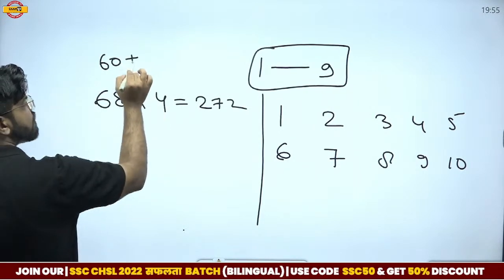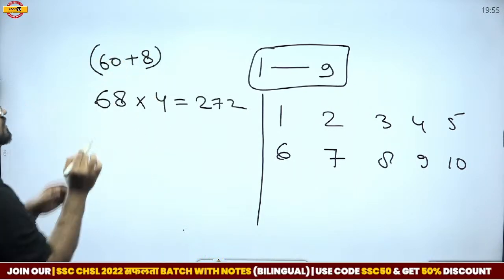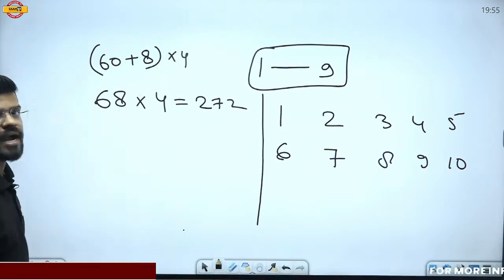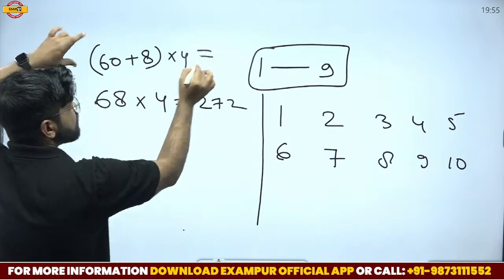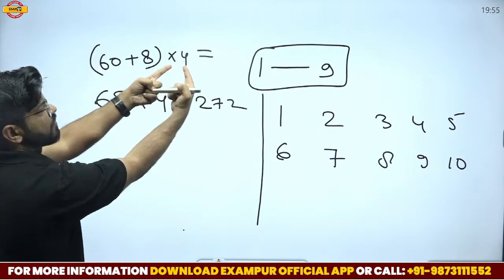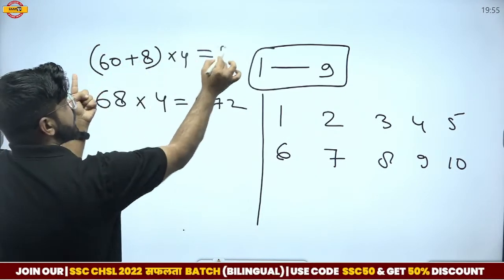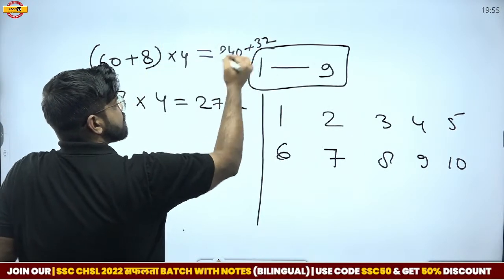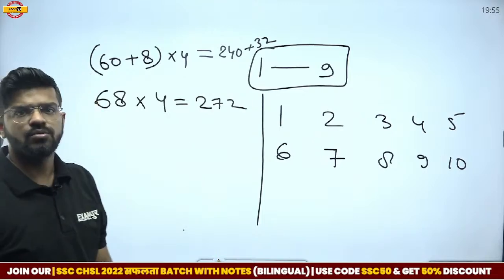Okay. So how have we written this? I have written this as 60 plus 8 and I have multiplied it by 4. So what I have done is I just calculated the 4 table. I know 4 sixes are 24 and the 0 stays as it is. 4 eights are 32. And after adding these two, I will get 272.